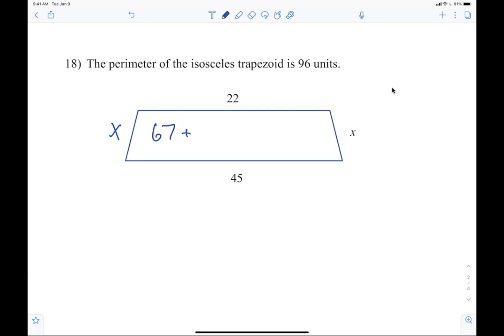So 67 plus x. How many x's are there? 2. So 67 plus 2x. Thank you. Equals 96. Wow, that was great. Very good. 67 plus 2x equals 96. Anybody have any problems with that? Perimeter, just add all the sides. Isosceles, 2 sides are equal.